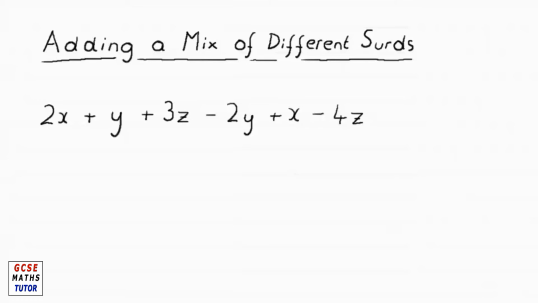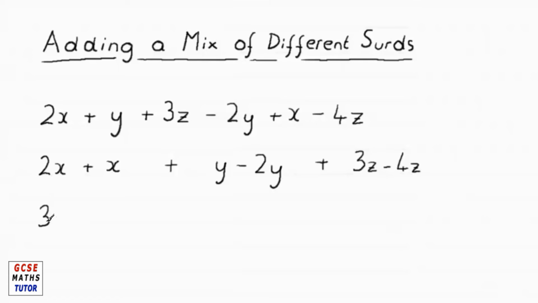We first rearrange the terms into like groups. 2x plus x plus y minus 2y plus 3z minus 4z. Then within each group we add the positives and the negatives together. So we have 3x minus y minus z.